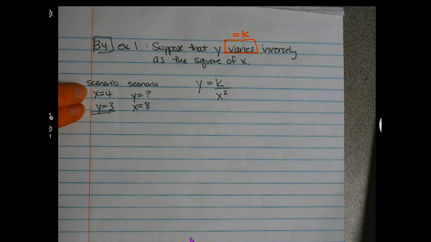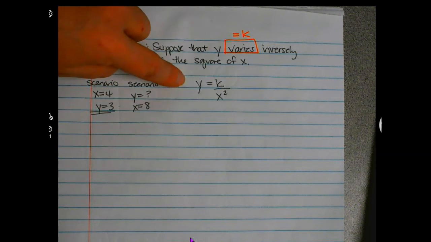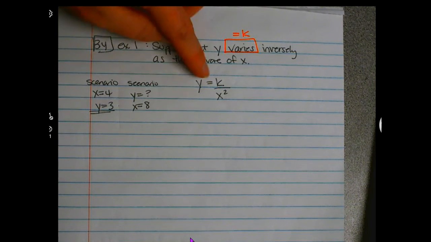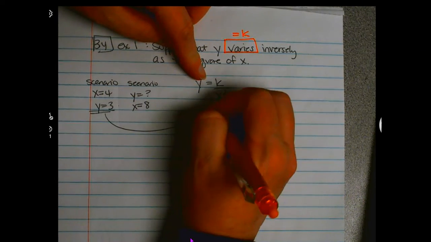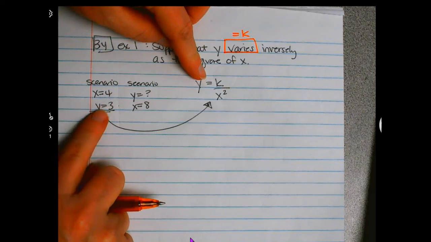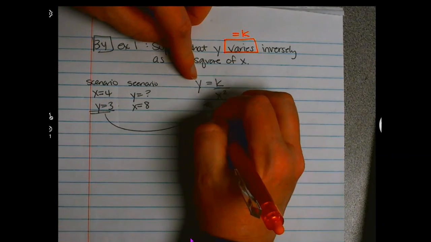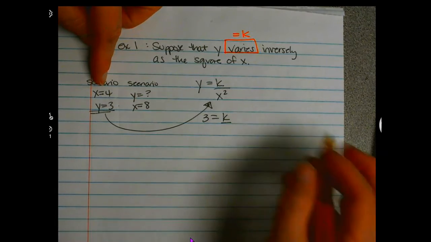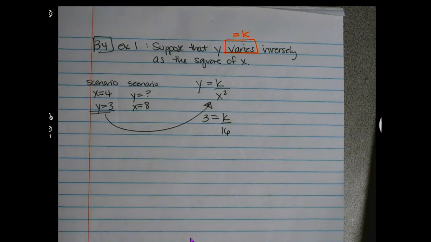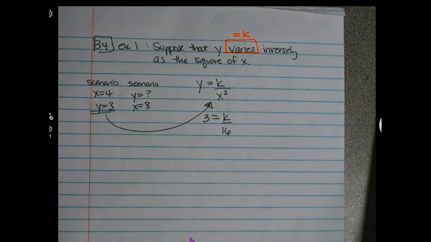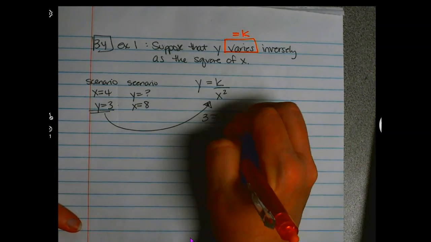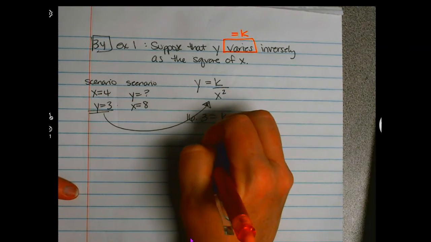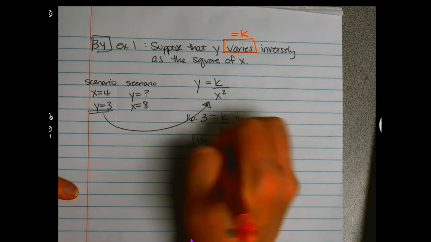Now, in scenario 1, we have x and y. We don't have k. So if we plug them in, we'll get k. We have more information here, so we use this one. We say y is 3 equals, I don't know k. I do know x, so that's going to be 16. How do I find out what k is? You have to multiply by 16. Multiply both sides by 16. And that's 48. 48 equals k. So we found the constant.